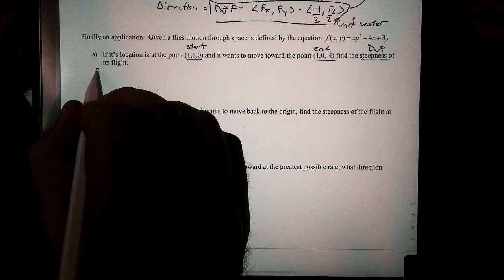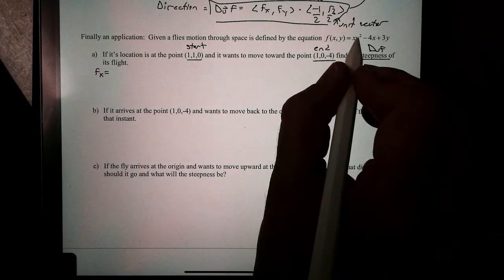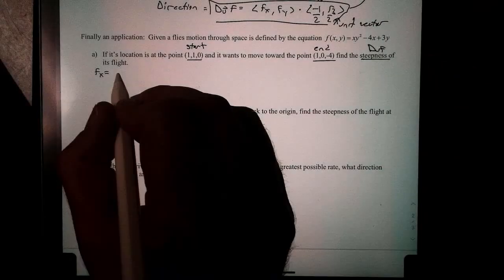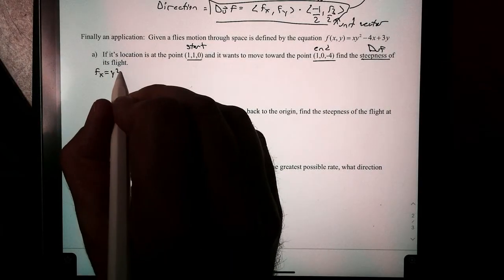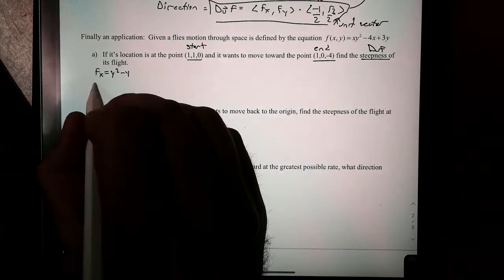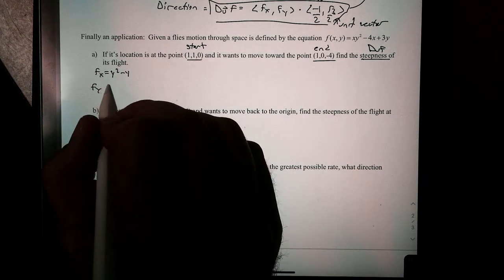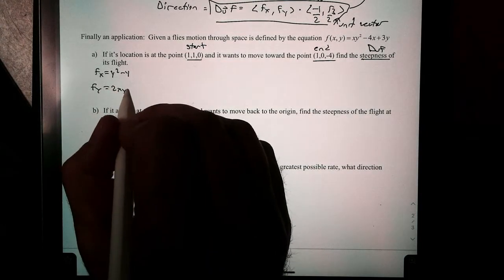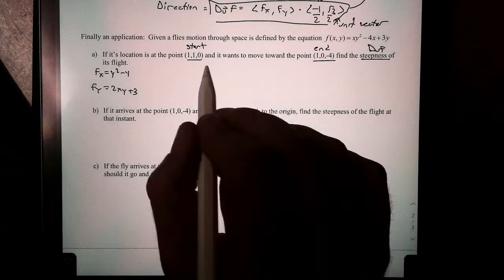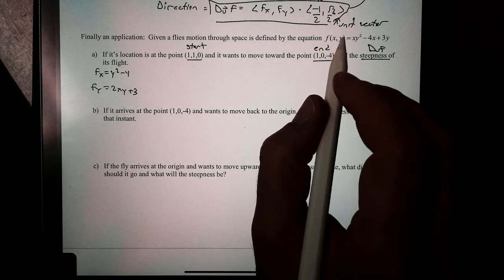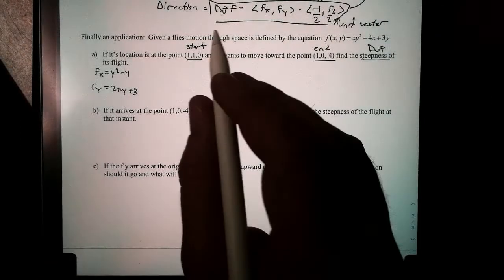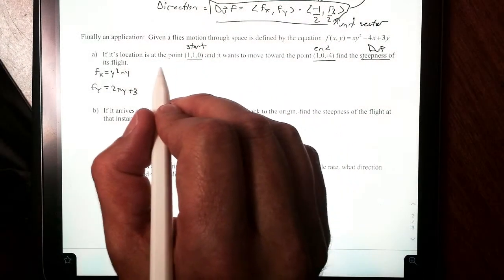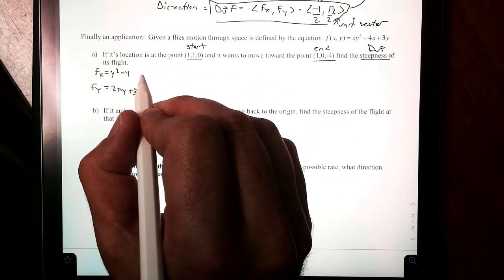The partial with respect to x would be y squared minus 4, and the partial with respect to y would be 2xy plus 3. Now, we're moving towards this direction, so we have to come up with an initial starting point, and that's right up here. But notice, it's 1, 1, 0. My initial starting point, though, would be 1, 1.